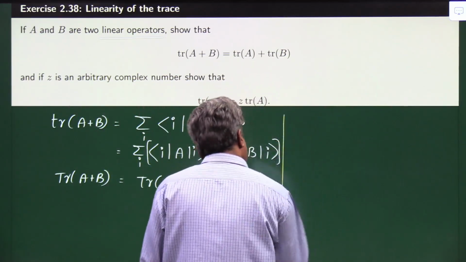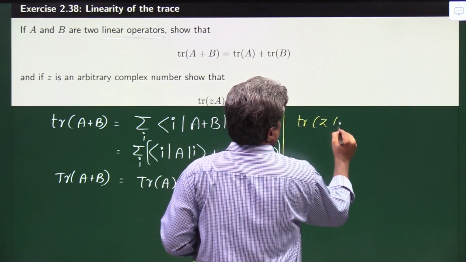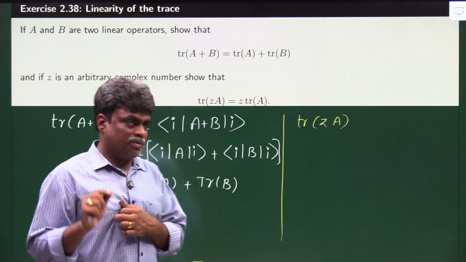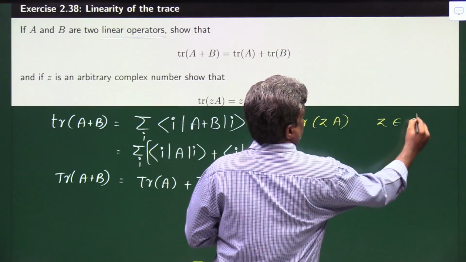And the next one you can try yourself. This is also easy. A trace of ZA, where Z is a constant, a complex number. This Z belongs to the complex numbers.